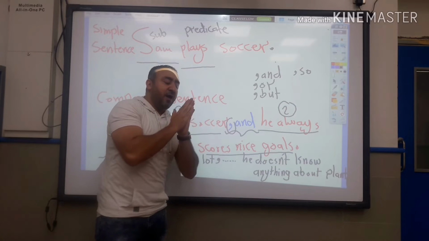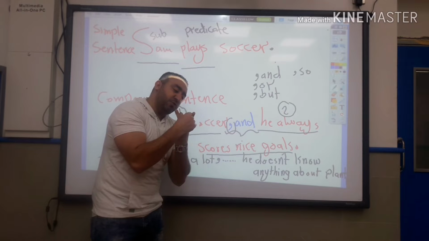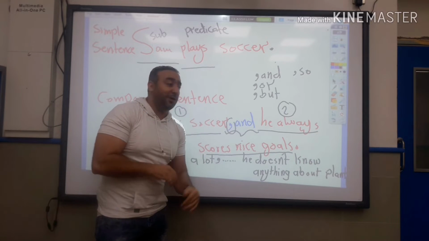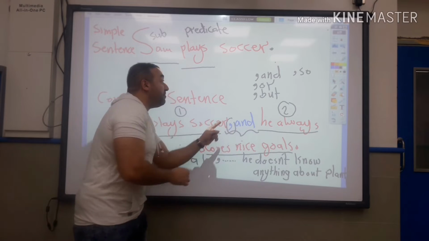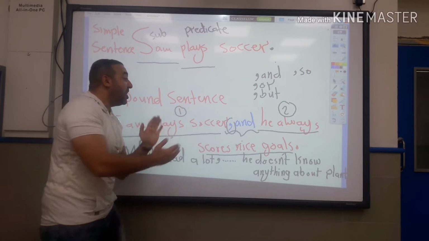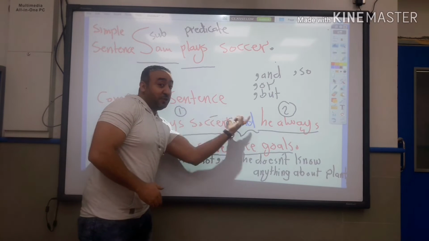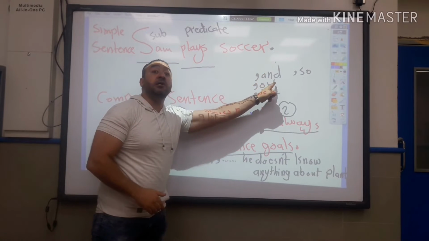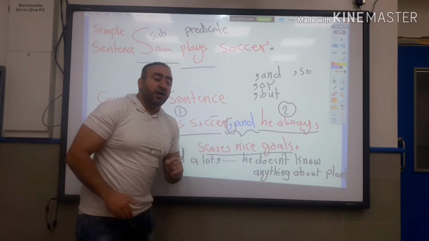What is the run-on? The run-on sentence is when you have two complete thoughts joined by a comma only or a conjunction only. So remember to use, all the time, if you want to make a compound sentence, a comma plus a conjunction to join the two complete sentences: and, or, but, so.